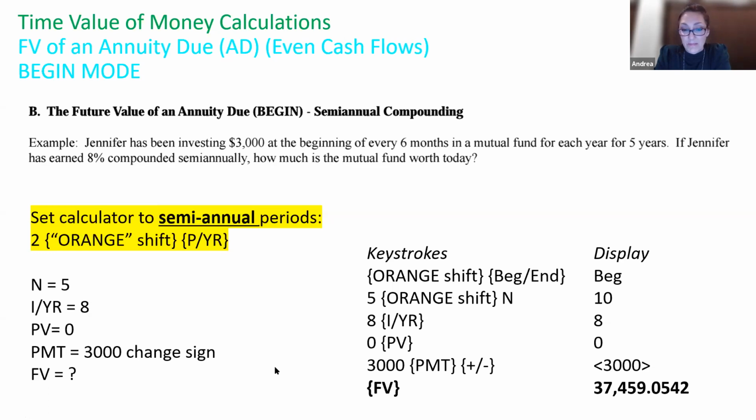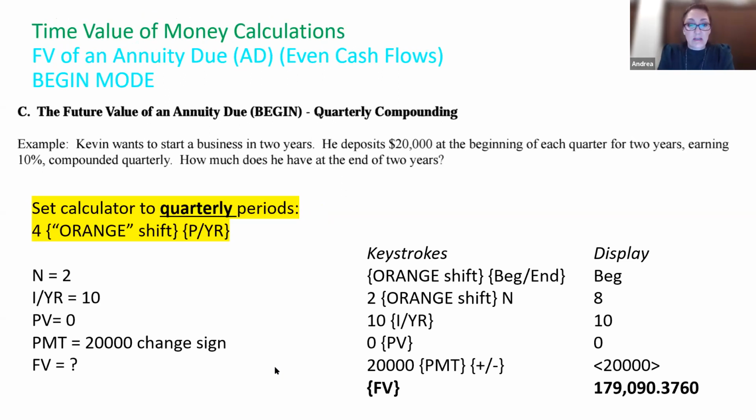Okay. Everyone comfortable with that and understand that? All right, let's look at the quarterly one on here. Kevin wants to start a business in 2 years, and he's depositing $20,000 at the beginning of each quarter for 2 years, earning 10% compounded quarterly. How much does he have at the end of 2 years?